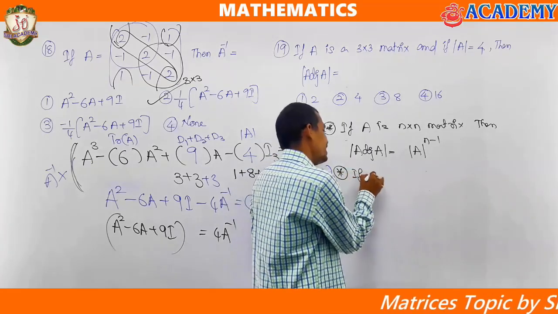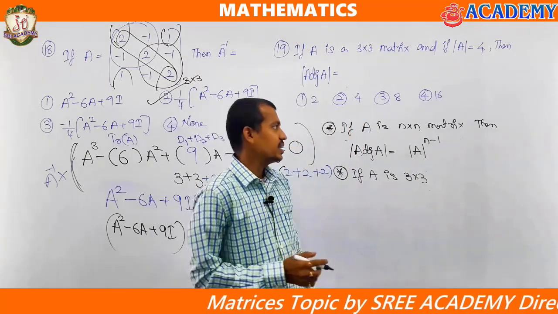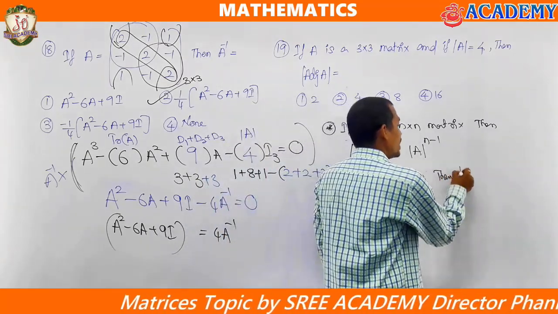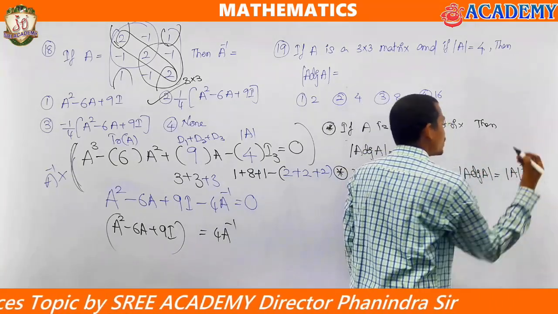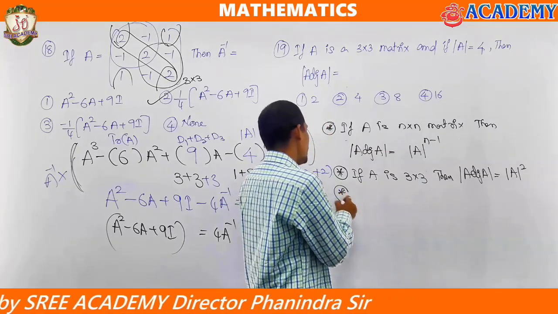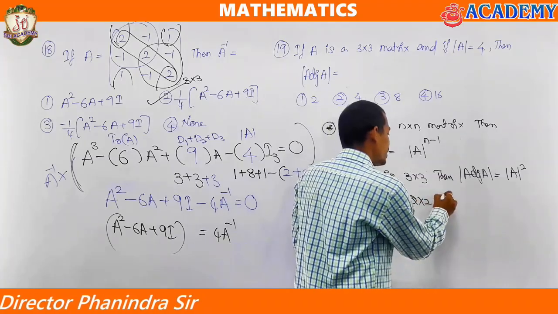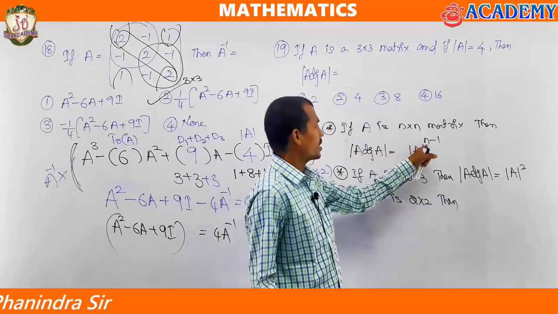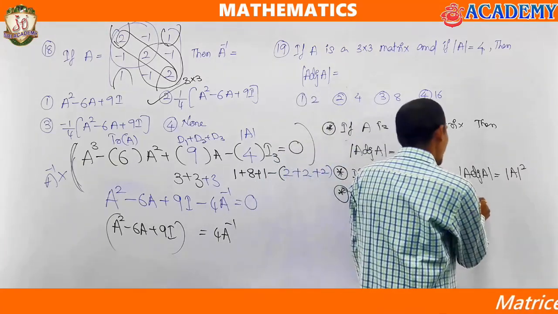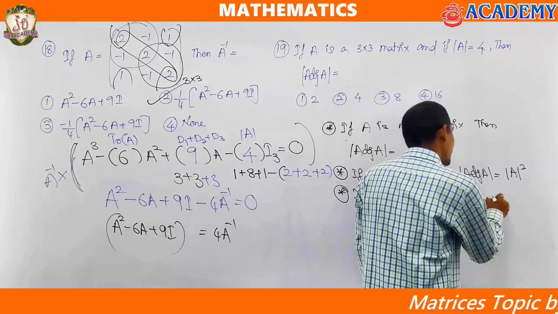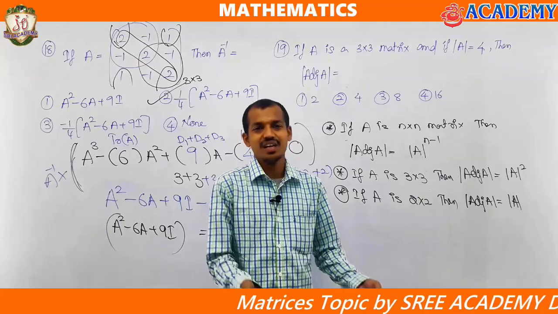If A is 3 by 3, why? Because our syllabus is restricted to 3 by 3. Then the determinant of adjoint of A is going to be determinant of A whole square. Suppose A is 2 by 2, then the power is order minus 1, 2 minus 1 is nothing but 1 only. So the adjoint A matrix determinant and the determinant of that matrix are going to be the same. Why? Because of the elements.